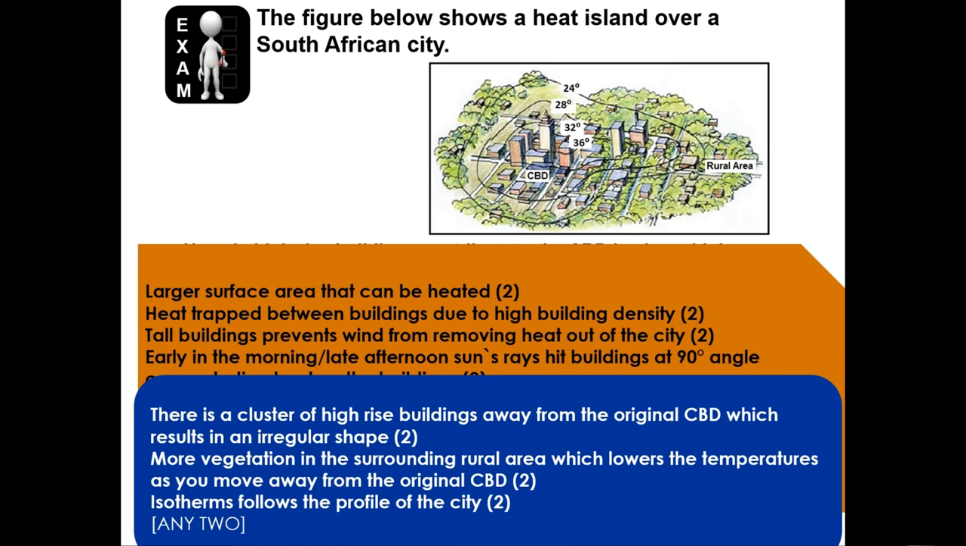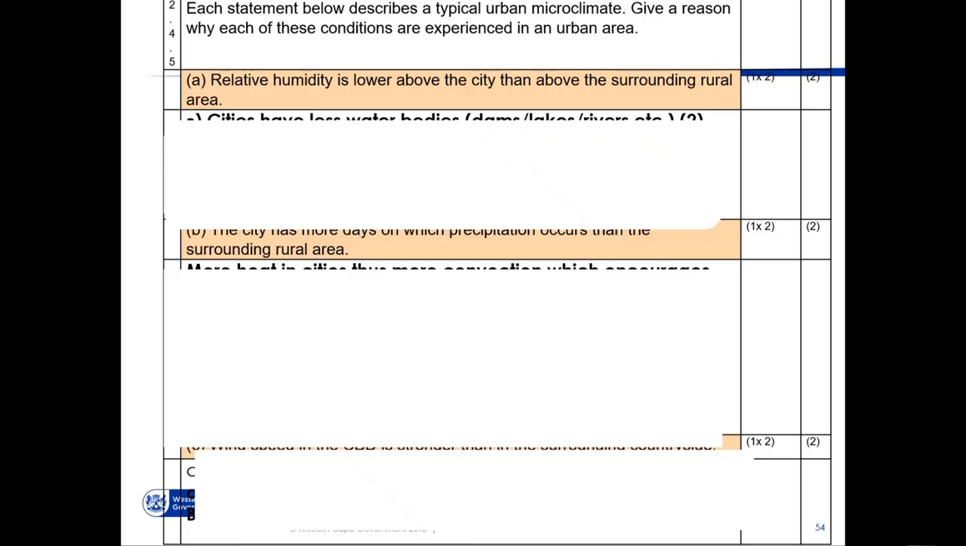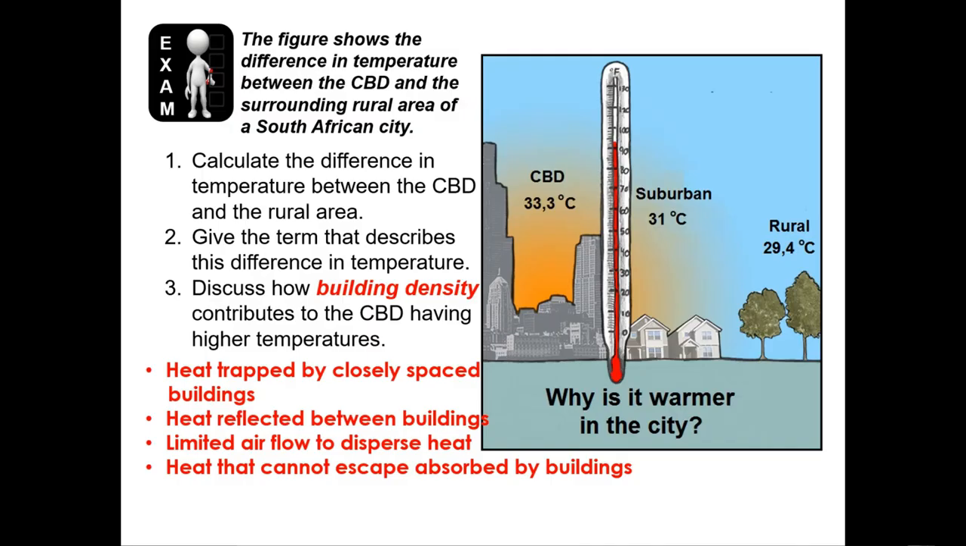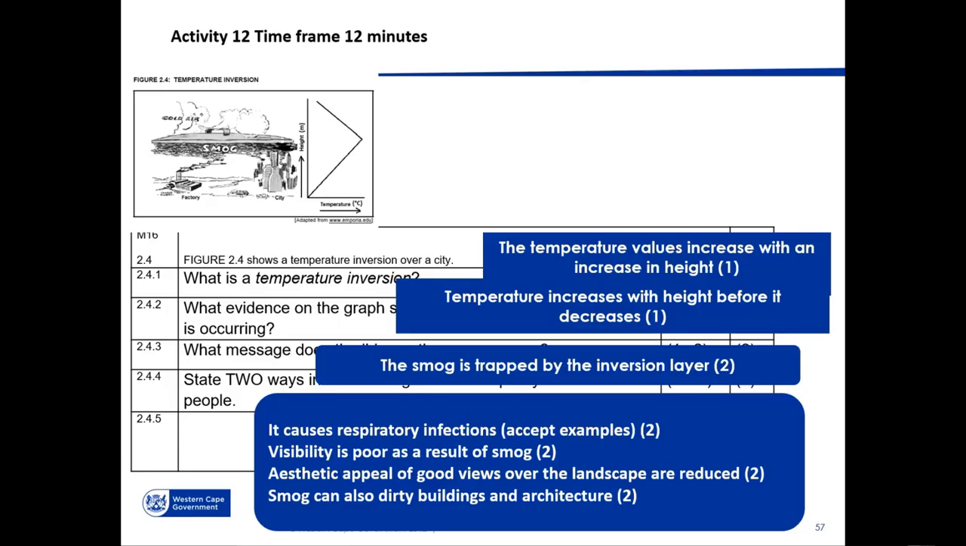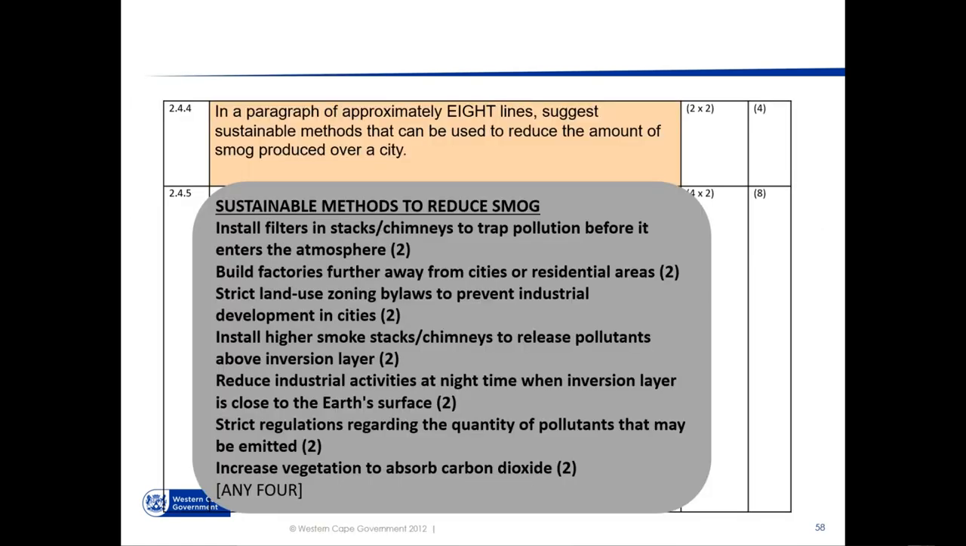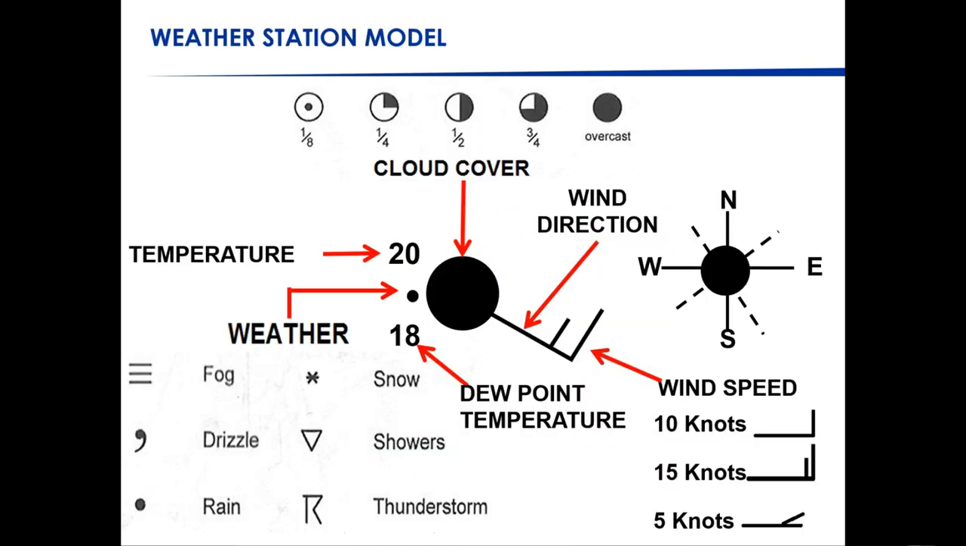Okay, and then the last thing that we're going to do is quickly the synoptic charts. So there we've got all of that. Okay, we've got the surrounding areas. So again, just a whole lot of questions that will help you with temperature inversion to show you how that will contribute towards the heat island.